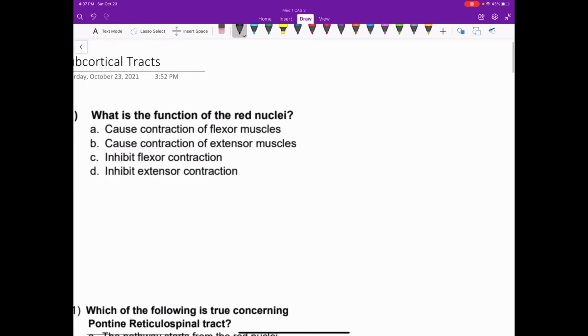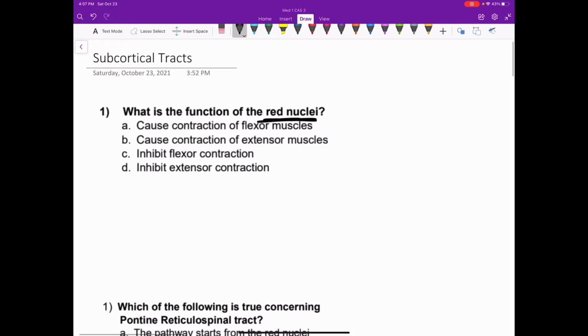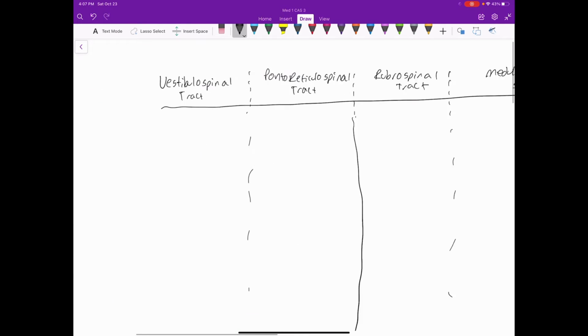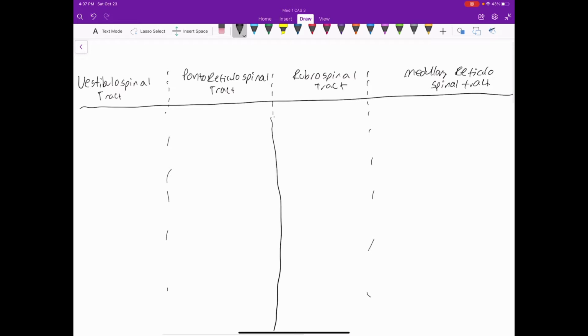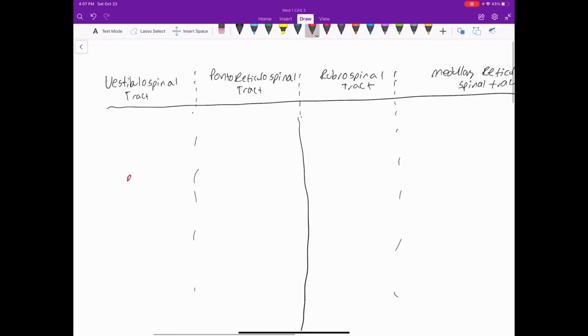Now, what does the question ask us? What is the function of the red nuclei? Well, we need to know which tracts have red nuclei in them. If we remember from the first lectures, the red nuclei occur in 2 different tracts: the vestibulospinal tract and the rubrospinal tract. An important thing to know is that these 2 tracts are for extension of the muscles. If those are for extension, these others are for flexors.